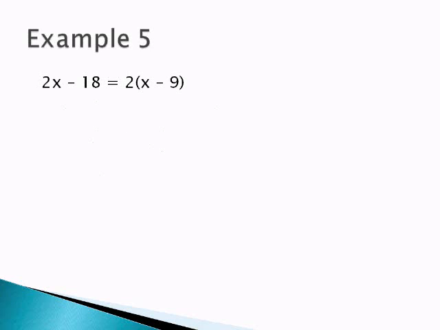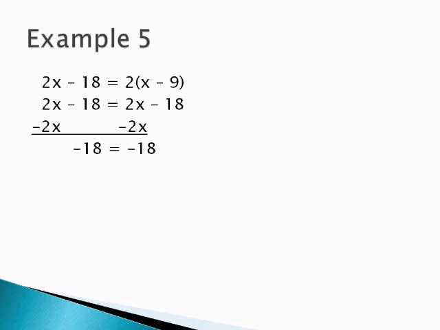Skipping up to an example like example 5 in the book, here we've got 2x minus 18 equals 2 times x minus 9. Nothing special about this one, I guess. We need to get rid of the parentheses first, as always. Distribute the 2 through the parentheses. We end up with this. We've got x's on both sides, so we need to move the x's to the same side. Neither one's smaller, they're both the same. Let's just subtract the 2x off the left and see what happens. Doing the same thing to both sides, we end up with negative 18 equals negative 18.